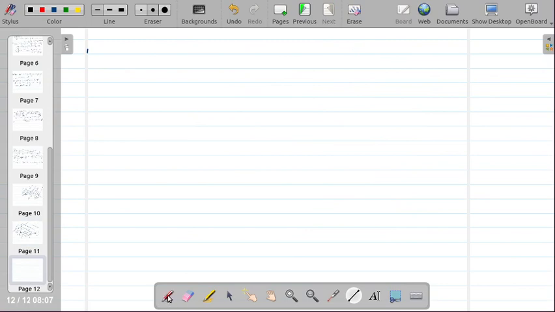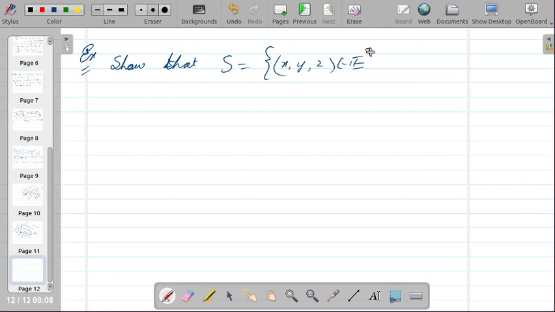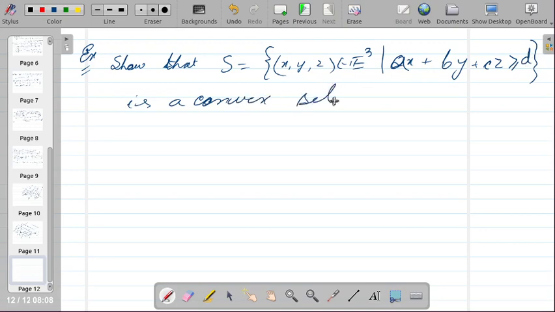As a similar problem you may try this. I have shown it for 2 variables, and you can do similar things for 3 variables as well. For 3 variables also we can do it quite easily. Show that S equal to the set of all those x, y, z inside E to the power 3 which satisfy, let us do the general one, ax plus by plus cz is greater than or equal to d, is a convex set.